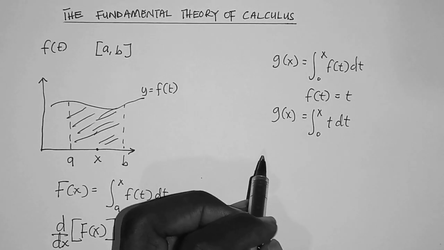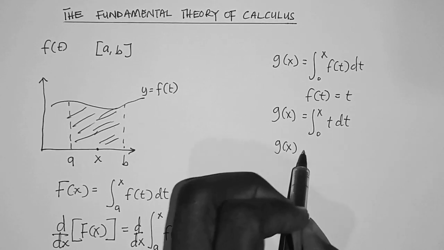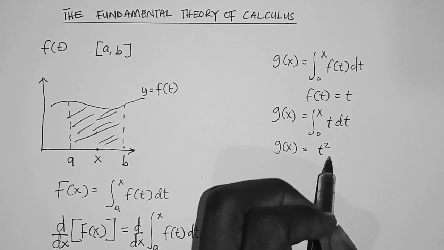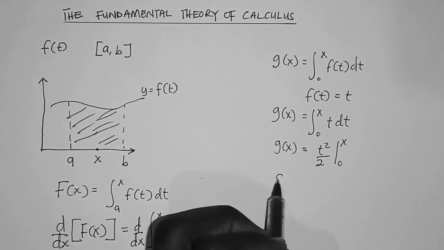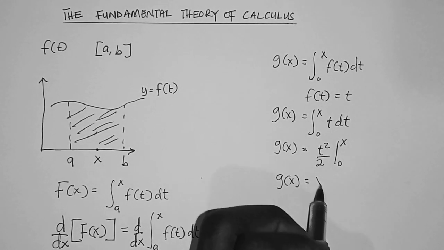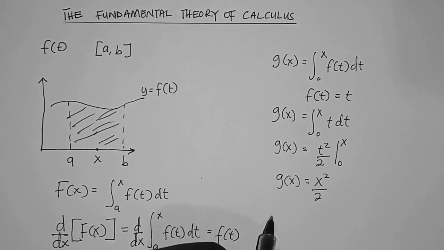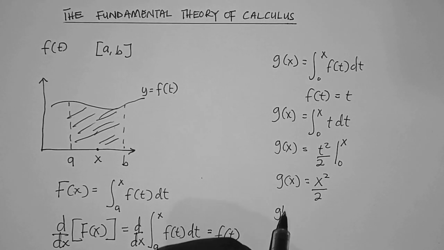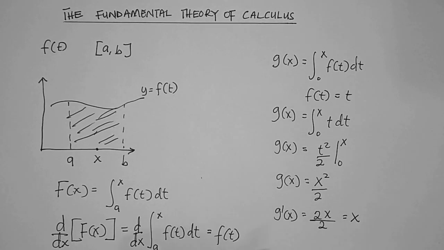Now, if we take this integral, then g of x is equal to t squared over 2, evaluated at 0 and x, and therefore g of x is equal to x squared over 2. Now, let's find g prime of x. And g prime of x is the same as 2x over 2, and this is equal to x.